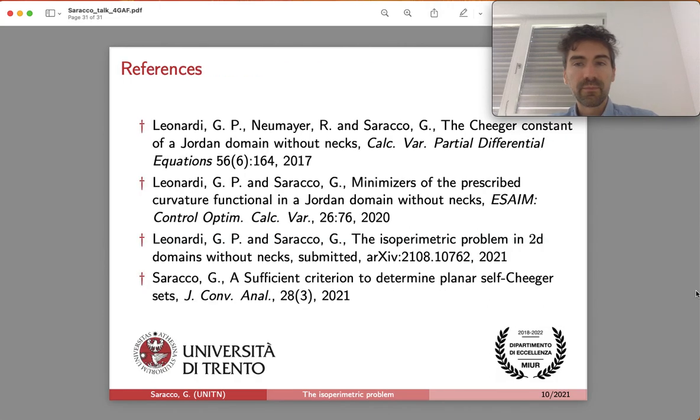And this is more or less what I wanted to tell you, and this is pretty much all contained in a series of joint papers written in collaboration with Gianpaolo Leonardi, who is based in Trento, and with Robin Neumeier, who is based at Northwestern University in the US. So these are basically the papers where you can find the results. Some have already been published, and one other is currently submitted.